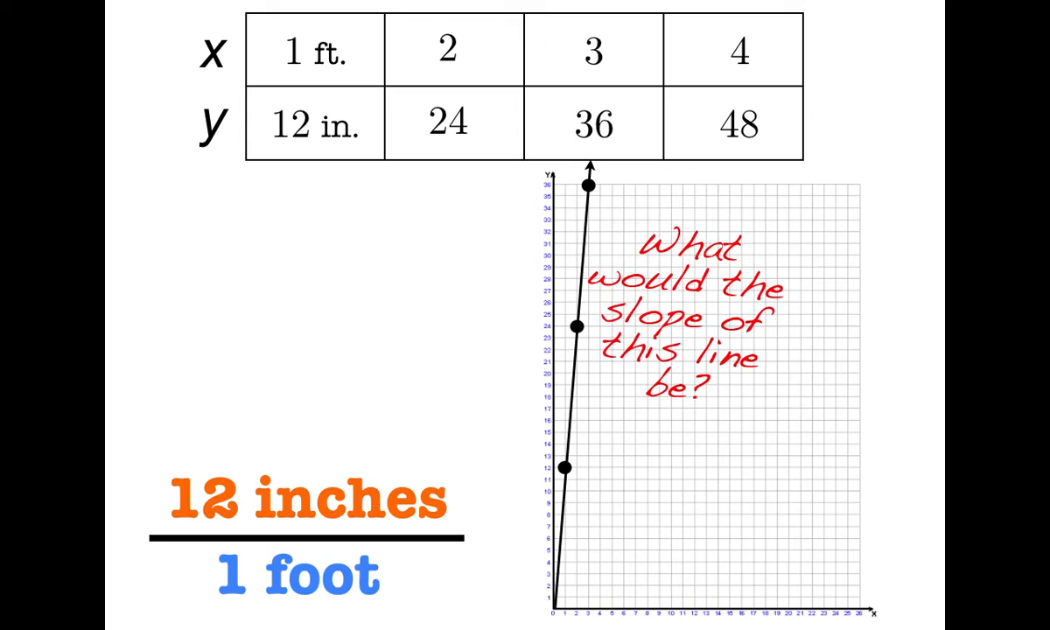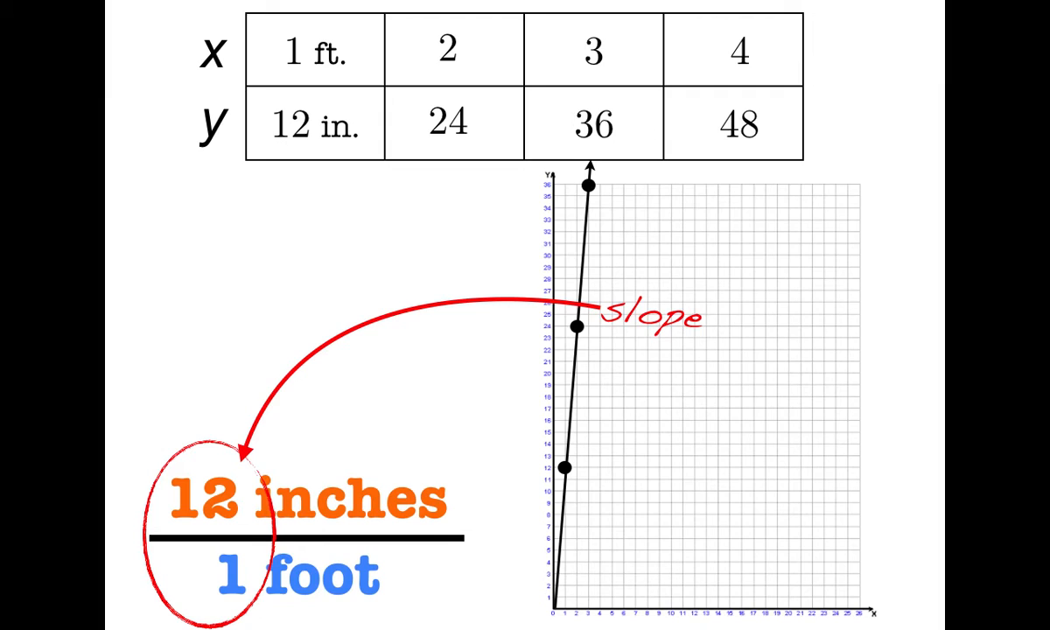What would the slope of this line be? The slope of this line actually is 12 over 1 because it goes up 12 over 1, up 12 over 1, up 12 over 1. So wait a second. What that means is that 12 over 1 is kind of an amazing number for this particular relationship, for this function.